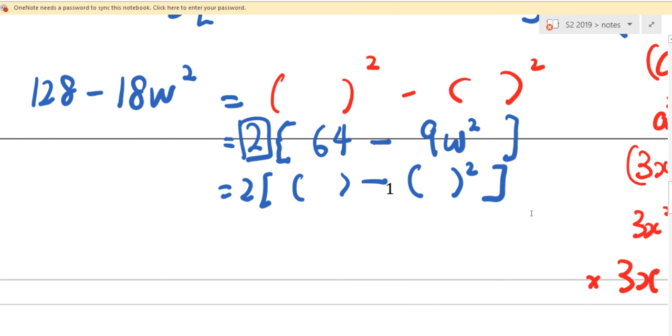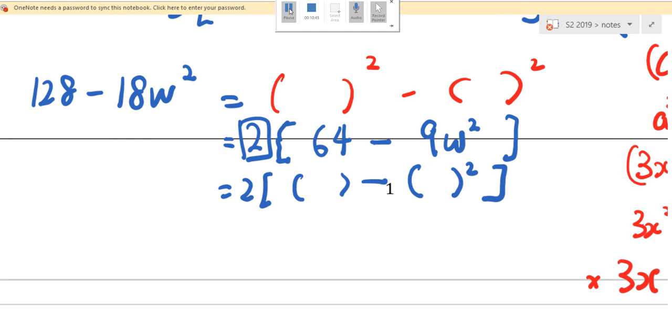There's no square outside. My next question is, can I put this in something squared minus something squared? So how do I get 64? Daryl, I take 128 divided by 2. I get 64. How do I get 9w squared? I take 18 divided by 2. I get 9w squared. Now, you all have filled in the numbers inside.